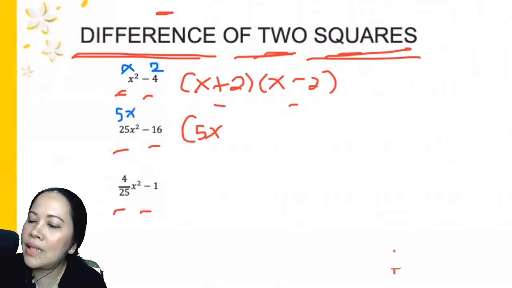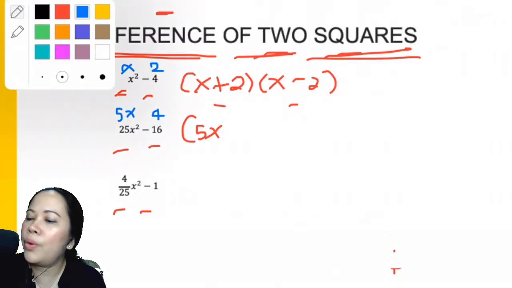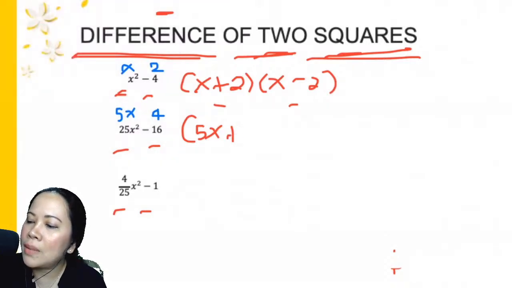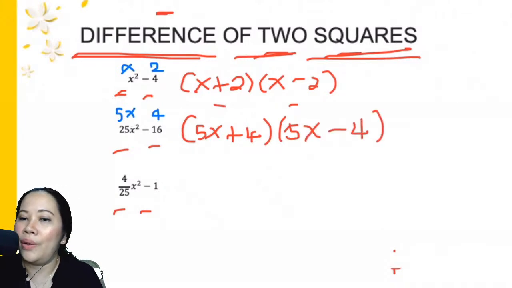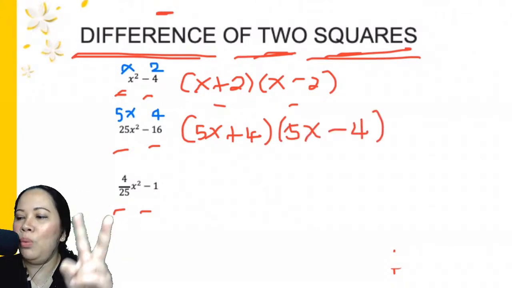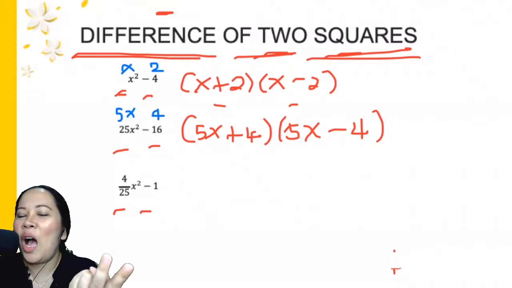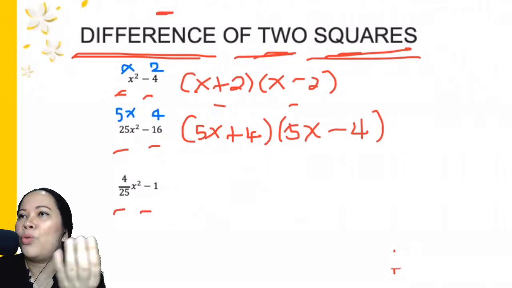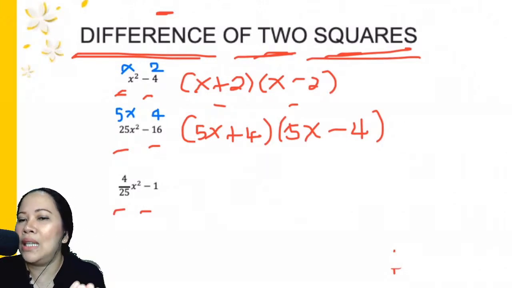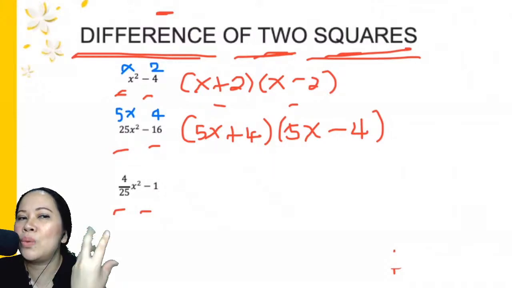Okay, and of course 16 is 4. So therefore, the factors would be 5x plus 4 and 5x minus 4. Okay, so it's opposite sign. Again, why is it opposite sign, Teacher Maria? Because plus 4 plus minus 4 is basically 0. So that's the point, because we don't have a middle term.